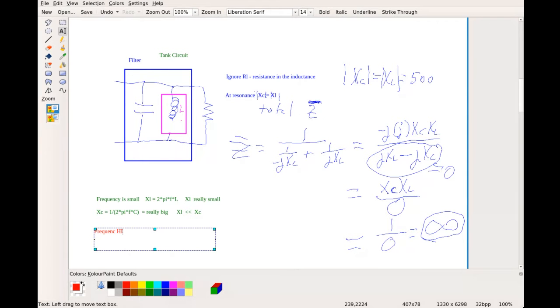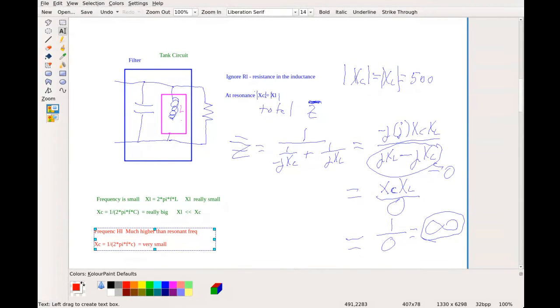Anyhow, so if our frequency is high, meaning much higher than the resonant, then X of C, which is 1 over 2 times pi times f times C, becomes very small.